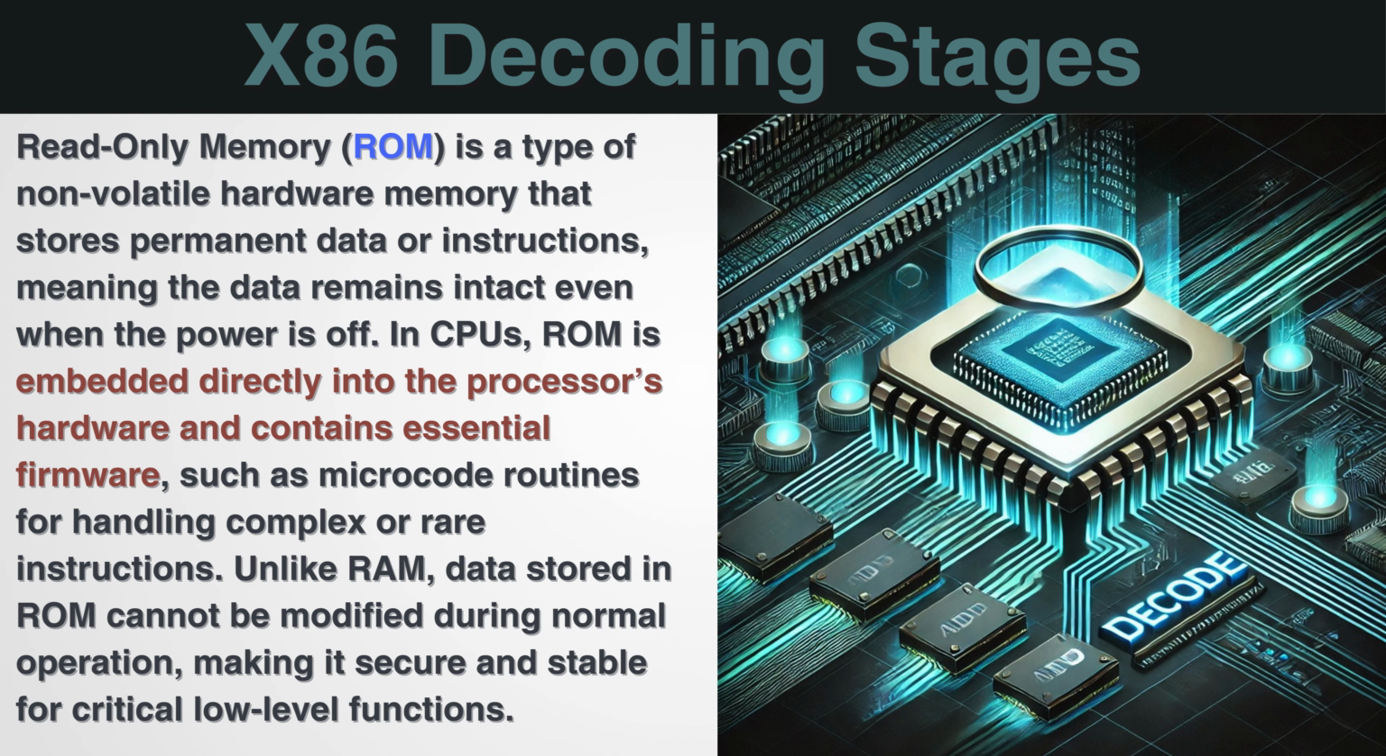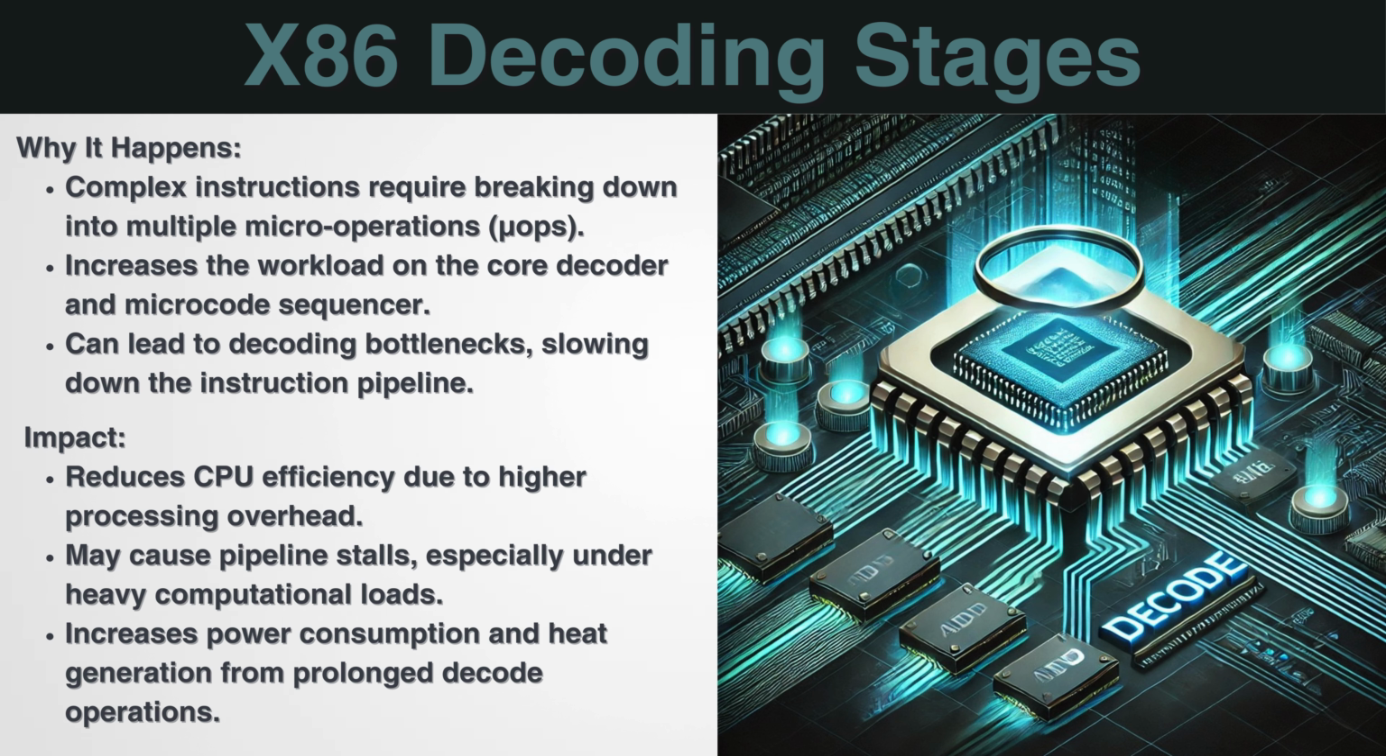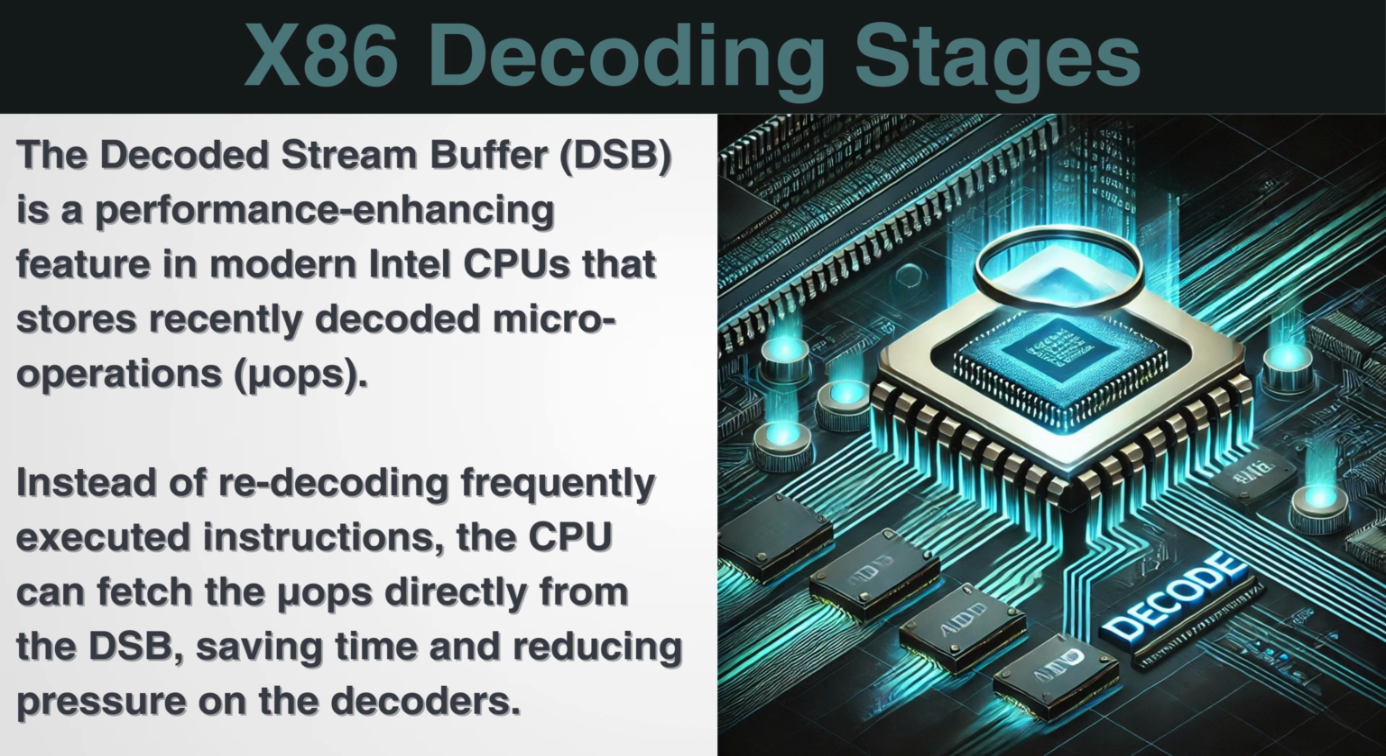It's using microcode ROM because the x86 architecture supports a wide variety of instructions, including legacy operations from older CPU generations. And microcode ROM stores predefined micro-op sequences for these complex or infrequent instructions. This approach simplifies decoder design and improves performance by reusing microcode patterns instead of recomputing them on demand. So the performance impact here in the instruction decode stage, stage 3, is that frequent use of complex instructions can strain the decode stage. And Intel's decoded stream buffer, DSB, caches micro-ops to avoid redecoding.